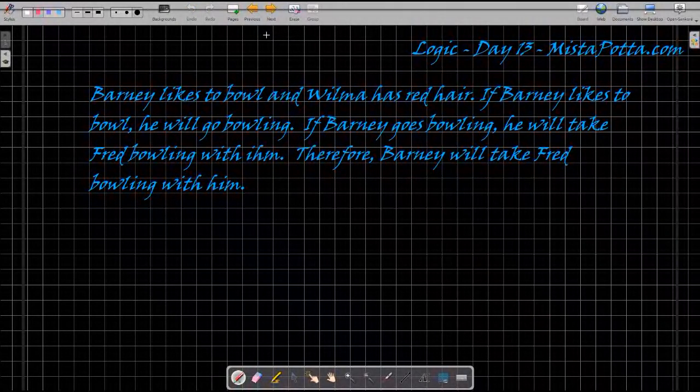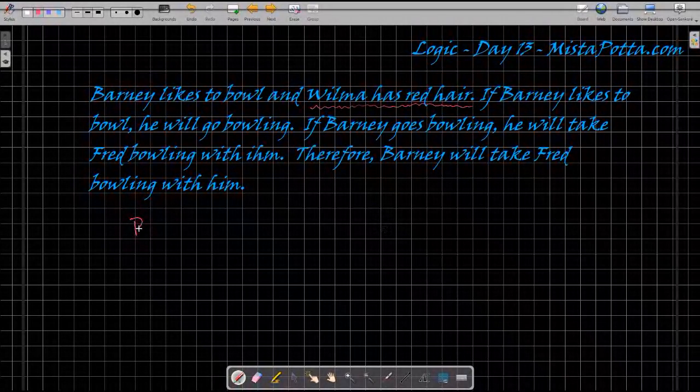So in this situation, Barney likes to bowl and Wilma has red hair. If Barney likes to bowl, he will go bowling. If Barney goes bowling, he will take Fred bowling with him. Therefore, Barney will take Fred bowling with him. You may notice something about this little part here. We're talking about Wilma having red hair, but that's only mentioned in this statement. We don't use Wilma in any other part of this. So Wilma is almost like extra information, but we're going to still use this in a proof we're going to talk about in just a few minutes.